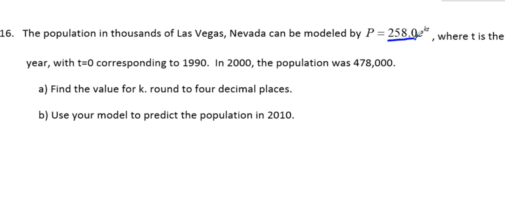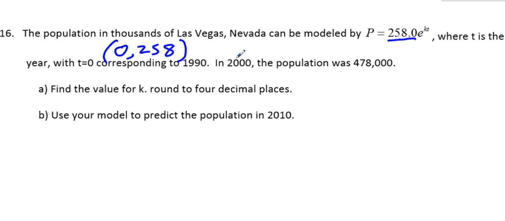So that 258 right there, that's the initial amount, just like P is principal for an interest equation. That's the original amount when T equals 0. If you plug in 0, T equals 0, that's what you get, because e to the 0 is 1 times 258. So that means that we have a data point right there, 1990, which is T equals 0. The value is 258.